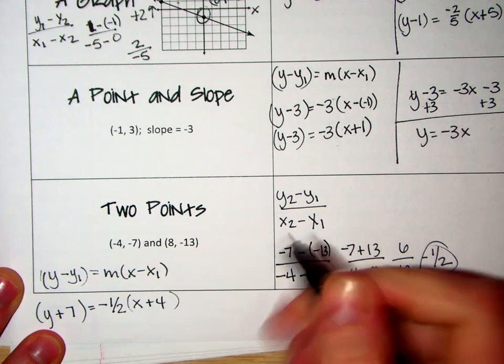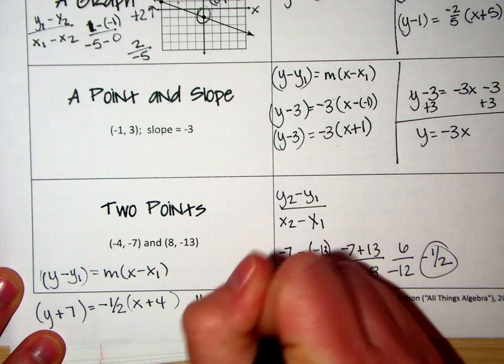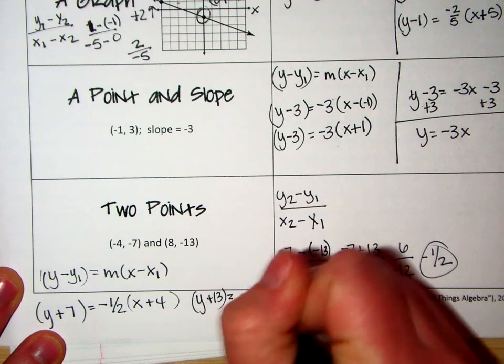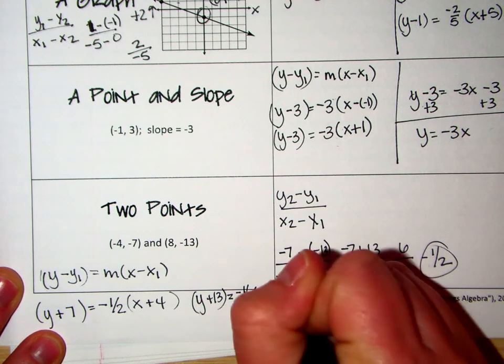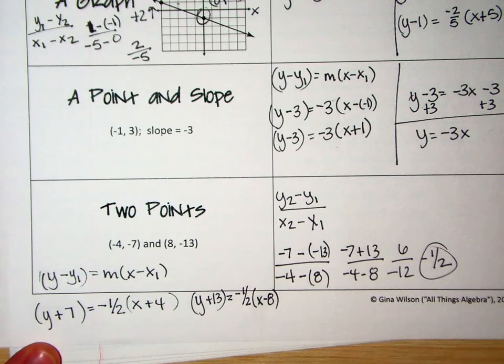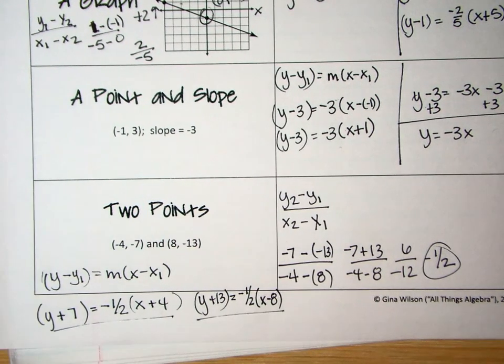Or you could have y plus 13 equals negative 1/2 times x minus 8. And that's just your 2 answers with point-slope form. So this is more of a quick review, just some examples. This is not the slower pace. This is the quicker pace that if you feel that you know what you're doing, you can just jump right in.